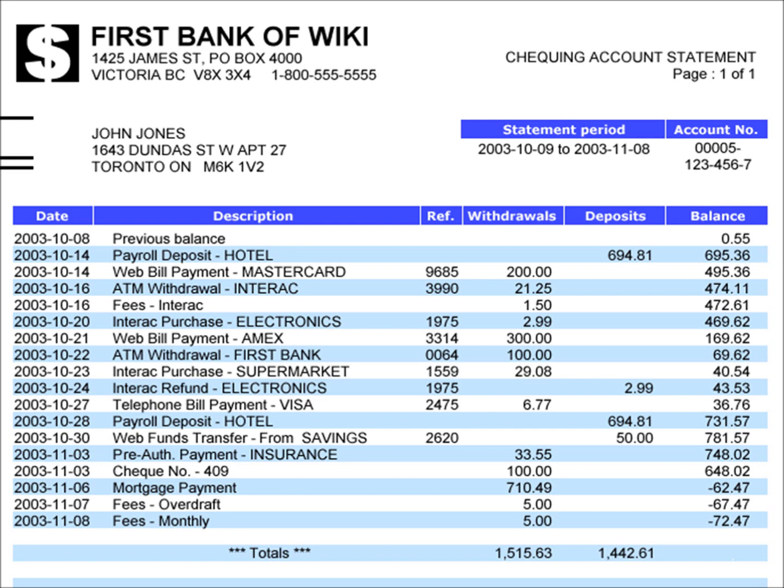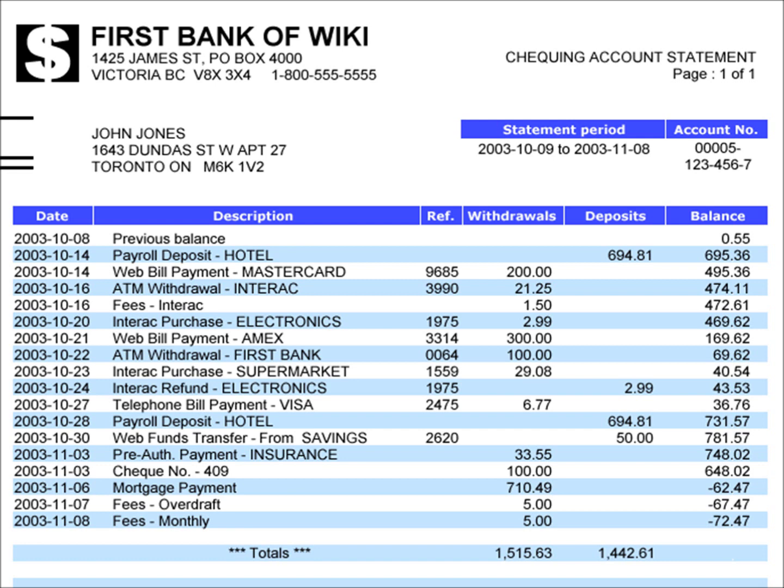Now, in the bottom half of the bank statement, we have a list of all the transactions. These transactions are in chronological order by date. We have a description of every transaction. We have a column that reflects any withdrawals that have been made, any deposits that have been made, and on the far right, we list the account balance that's been updated for every transaction that has occurred.